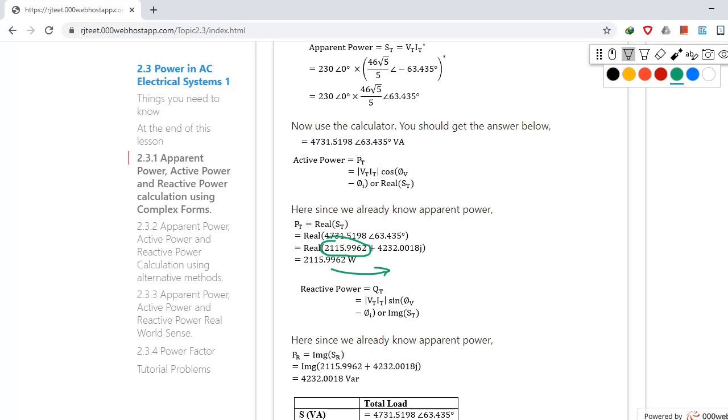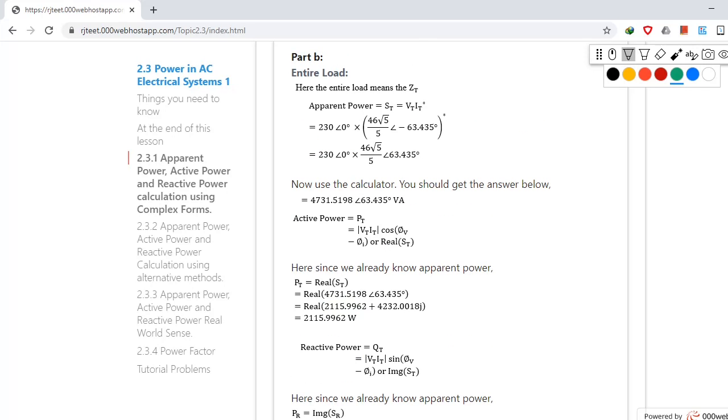So the next thing we need to calculate is the reactive power. Again, in order to calculate the reactive power, all you need to do is take out the imaginary part of this thing.